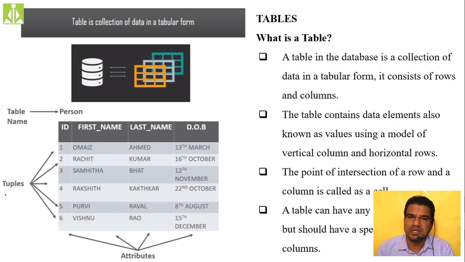Then we have tuples and records. Tuples and records are nothing but your rows inside a table. So basically what we have inside a table is the columns and rows and the intersecting point. Whenever a particular column and a particular row intersect, at that point you can put some value, isn't it?